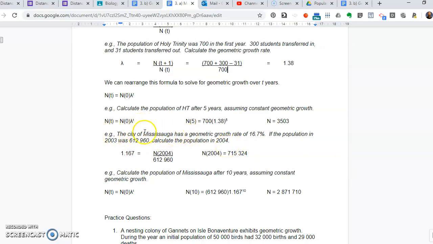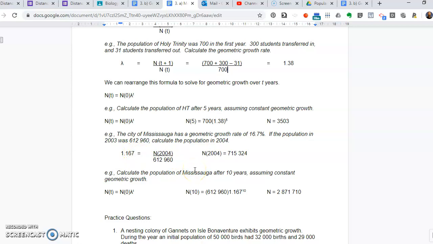So here's one more example. The city of Mississauga has a geometric growth rate of 16.7%. That means every year the city grows by 16.7%. If the population in 2003 was 612,960, what would the population be in 2004? First, you have to put this percentage into a growth rate. So lambda is going to be 1.167. That's that 16.7 right there.